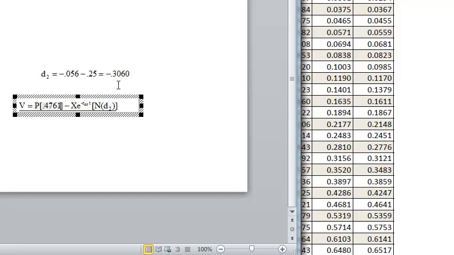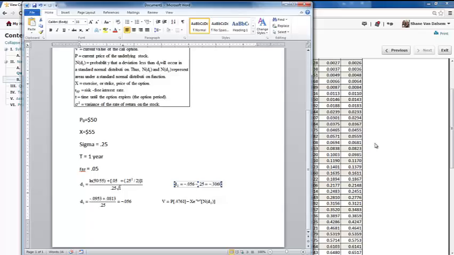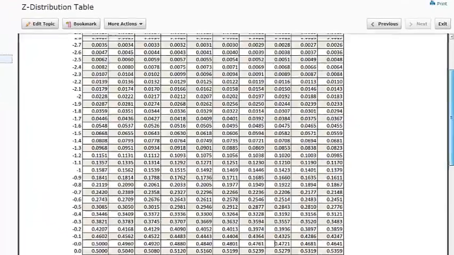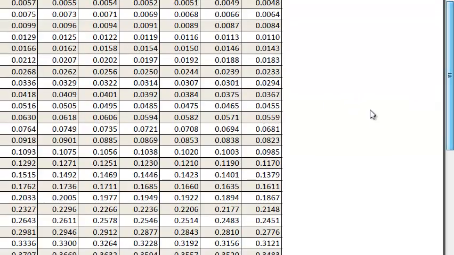And then D2 was negative 0.3060, so we would round this to negative 0.31. So on the z-distribution table, I'm going to go to negative 0.3. So here's negative 0.3, and this would be negative 0.30, and then negative 0.31 would be 0.3783.